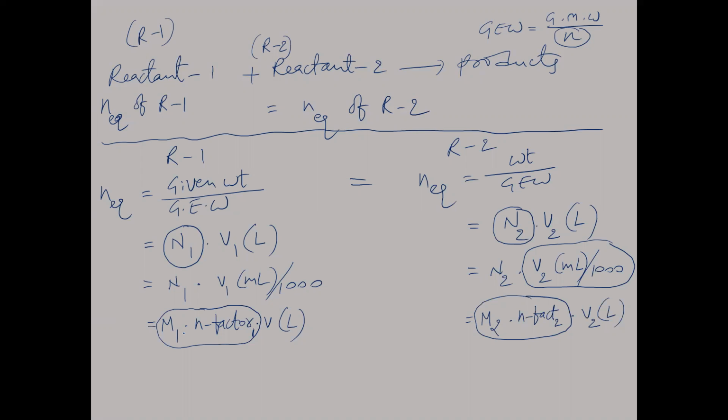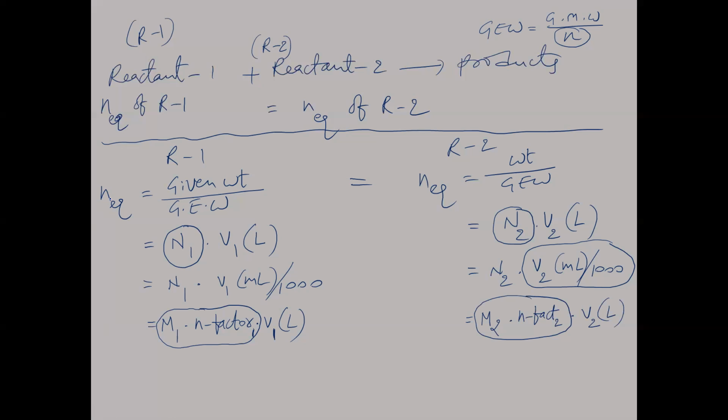For any type of reaction between two reactants, the same concept must be used here. We have to equate. Sometimes normality will be given, sometimes volume will be given in liters, sometimes volume will be given in ml, sometimes molarity will be given, and we must know the N factor for the substance. Like this, we have to convert. Next one: it is M1 into N factor into volume of the first reactant in liters. Is that clear?